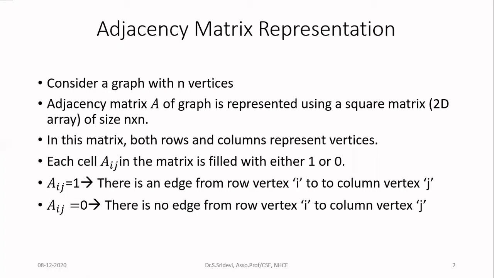And in this matrix, we are going to use both rows as well as columns to represent vertices. And every cell Aij in the matrix will be filled with either 1 or 0. And that is going to tell you whether you have connection between two vertices or not. For example, if I have Aij is equal to 1, it means that in ith row, jth column, I am writing 1. So it is going to tell you that there is an edge from the row vertex i to the column vertex j. And if you write Aij is equal to 0, then it will tell you that there is no edge from row vertex i to column vertex j.